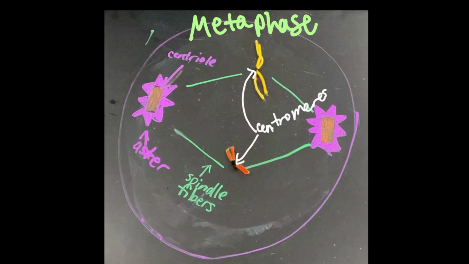In metaphase, the sister chromatids float in the cytoplasm as the nuclear envelope has dissolved. Spindle fibers attach to the middle of the chromosomes, called the centromeres. The spindle fibers pull the chromosomes directly in the middle of the 2 centrioles along an imaginary plane.